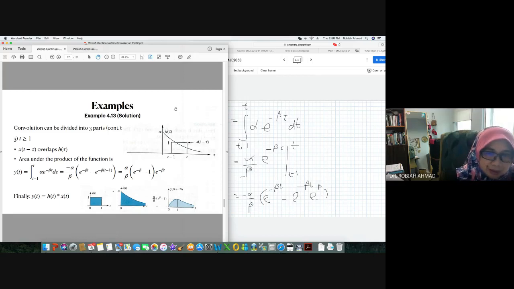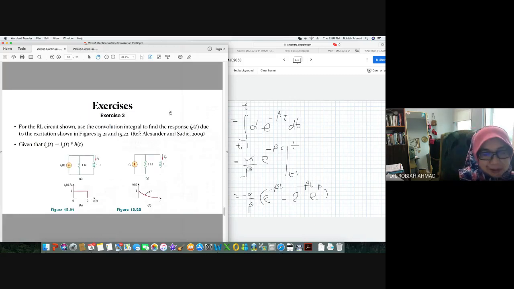Sebelum tadi adalah unit step with triangular ataupun ramp. So as an exercise, why do we have to do this convolution and so forth? So this is an example in terms of a circuit. So let's say, let us look here for the RL circuit shown. Use the convolution integral to find the response i naught. So i naught ni adalah output current here.